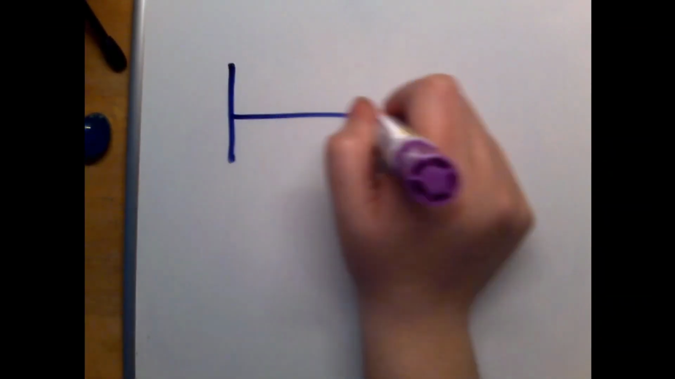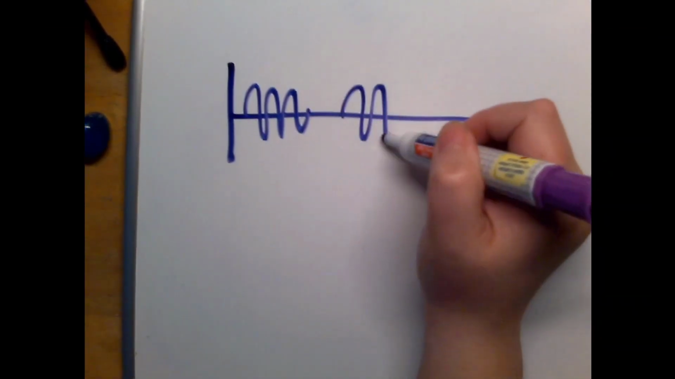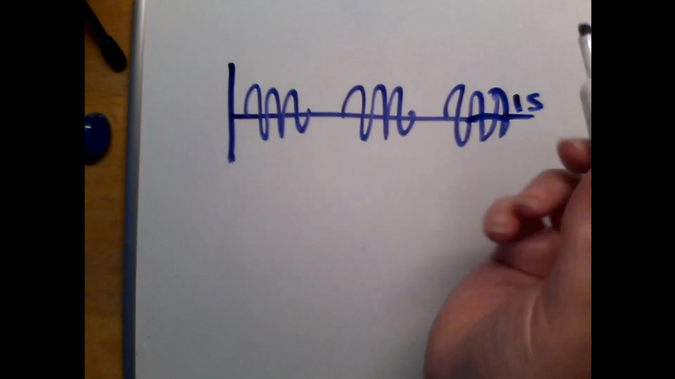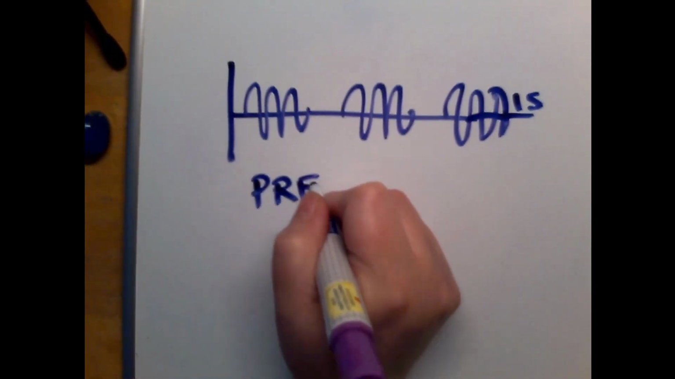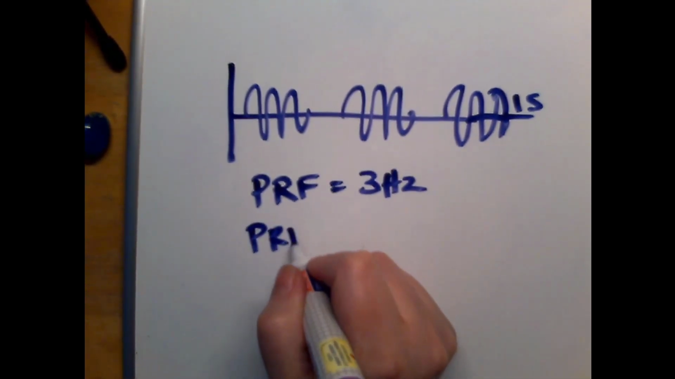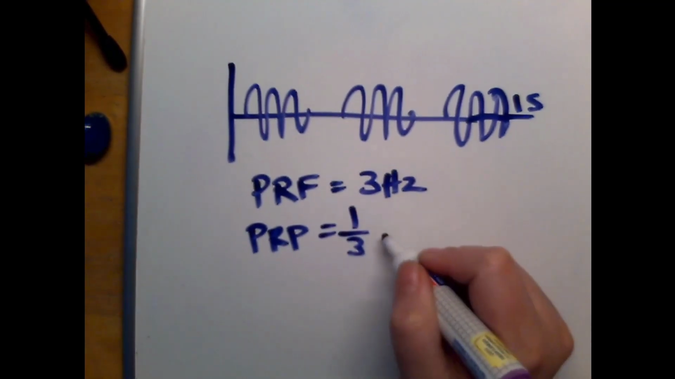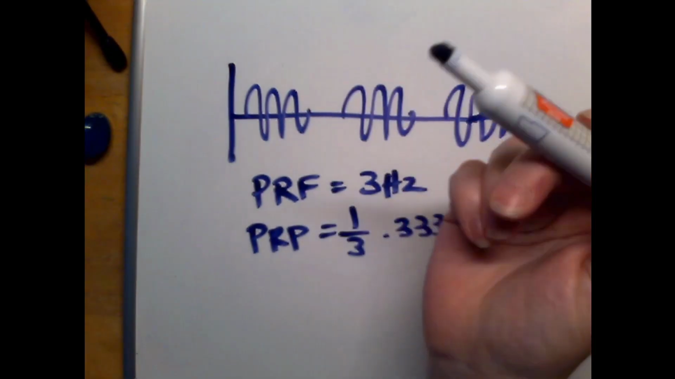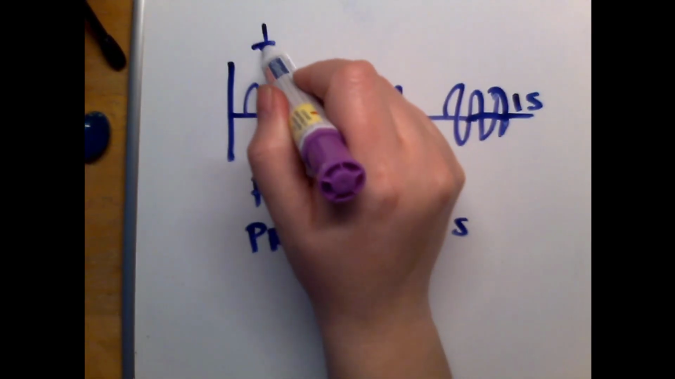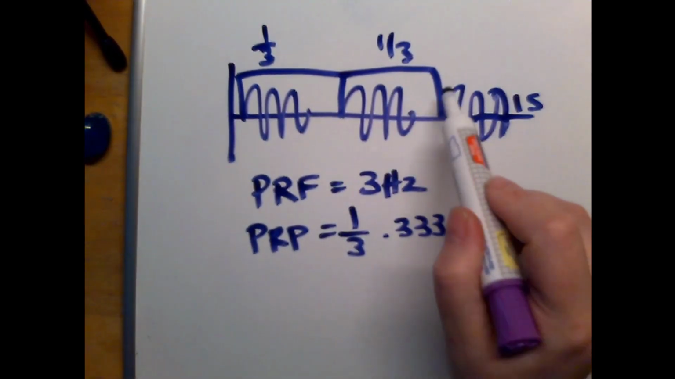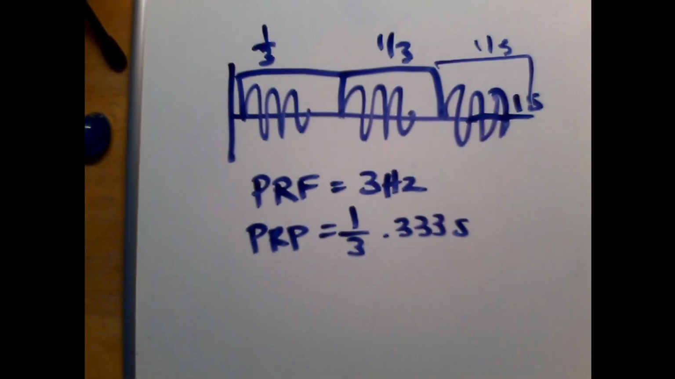So going back to our examples here, remember we had some examples where we could only fit in 3 pulses in our 1 second. So that PRF then would equal 3 hertz. That means then that our PRP is 1 over 3 or 0.33 seconds. And so what that is telling us is that it takes 1/3 of a second for this to occur, and then this to occur, and then this to occur. 1/3 of a second for each of those, both the on and off time.